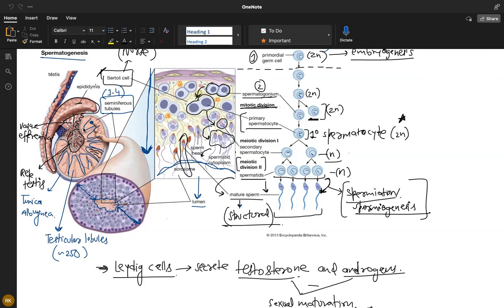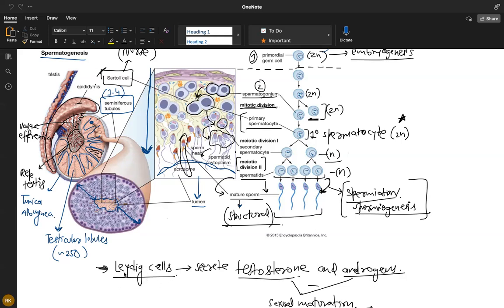In between two seminiferous tubules, there will be tissues which are called interstitial tissues. And in the interstitial tissue lie the cells called Leydig cells. So the Leydig cells are present in the interstitial tissue, which is present between two seminiferous tubules, not within the seminiferous tubule. Lumen is not interstitial tissue. Lumen is an empty space. Is it clear, Fatima?